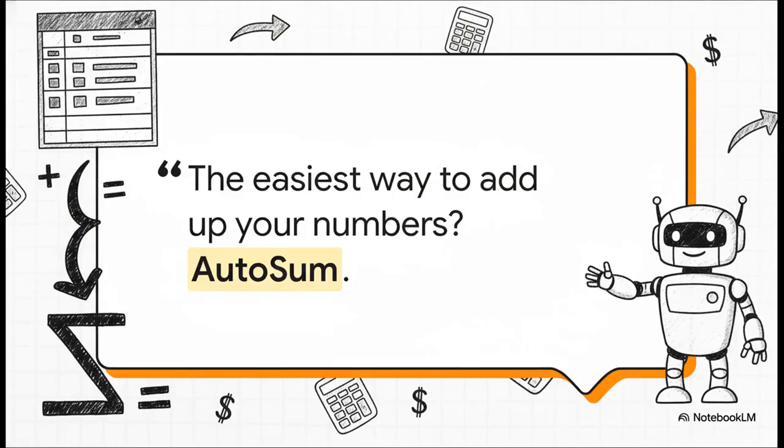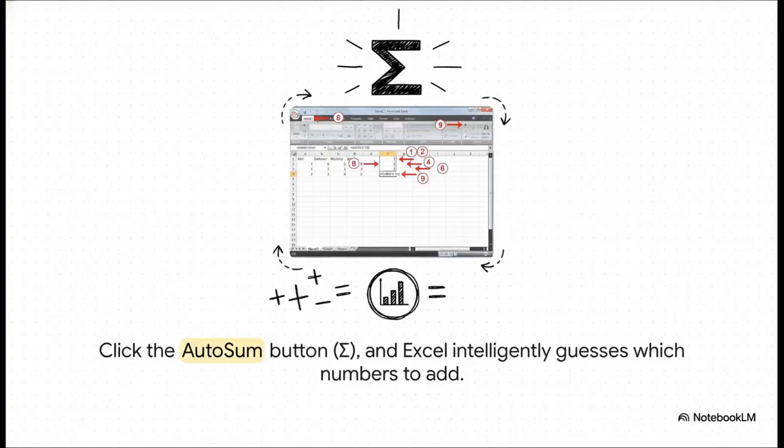Now sure, you can type out any formula you can dream of, but for the most common task of all, just adding up a column of numbers, Excel has this awesome little shortcut. It's called AutoSum. So instead of you having to type out a whole long formula, you just click in the empty cell right below your numbers. Then you go up to the Home tab and click this button right here. It looks like a big E, but it's actually the Greek letter sigma.